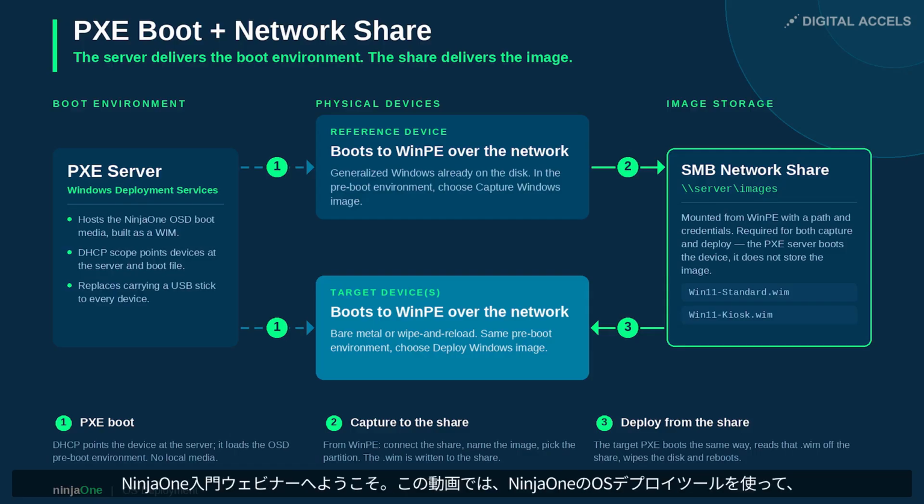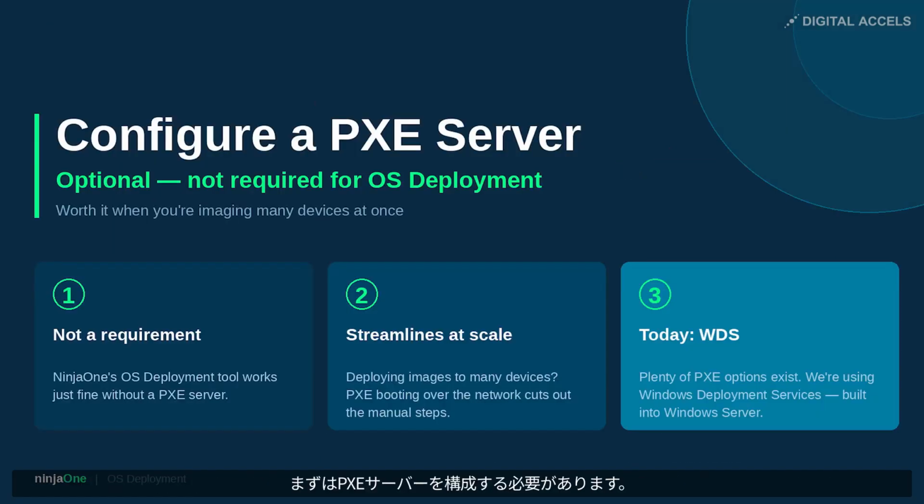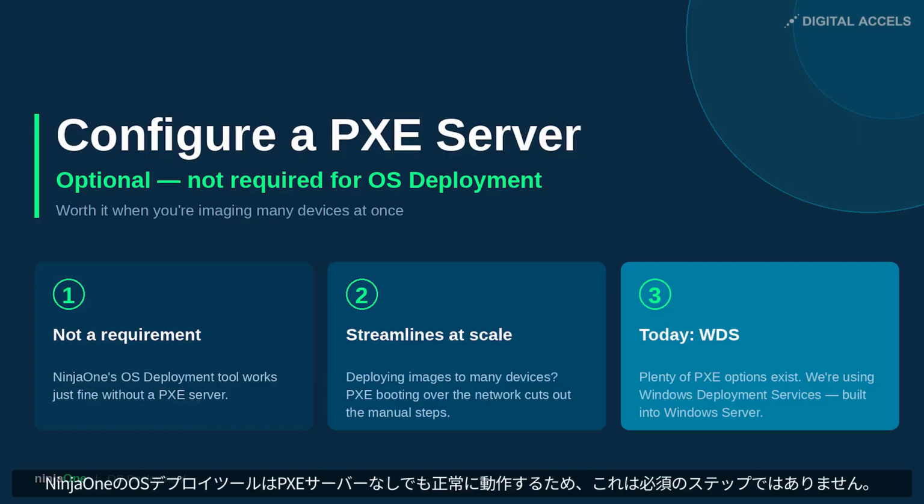Welcome to Ninja 101, where today we're looking at how to use NinjaOne's operating system deployment tool to capture and deploy a Windows image over the network using a PXE server. We first need to configure our PXE server. This isn't a required step, as NinjaOne's OS deployment tool works just fine without using a PXE server.